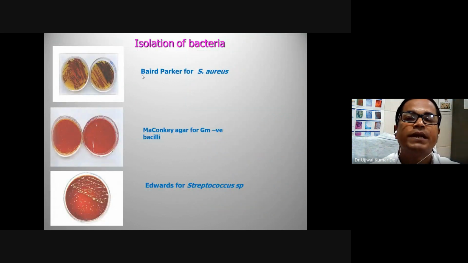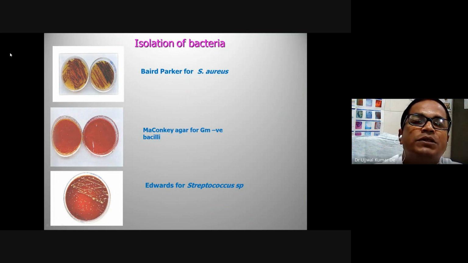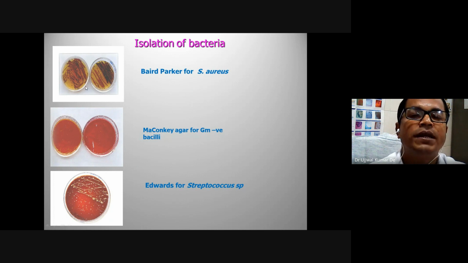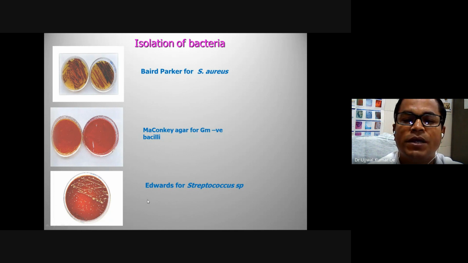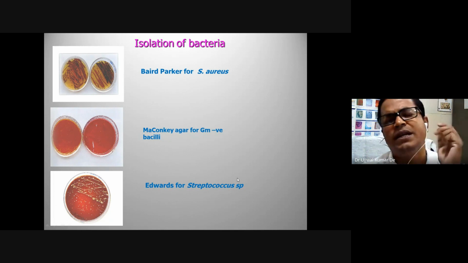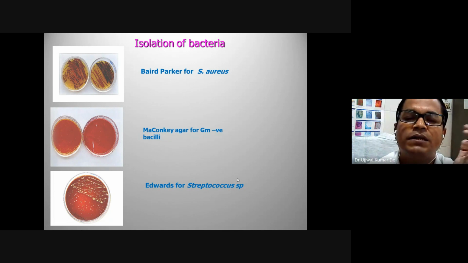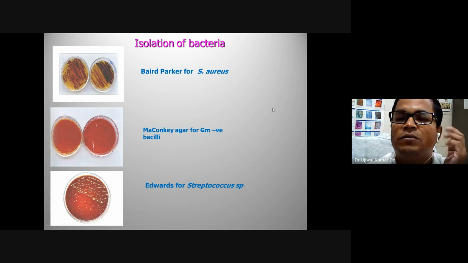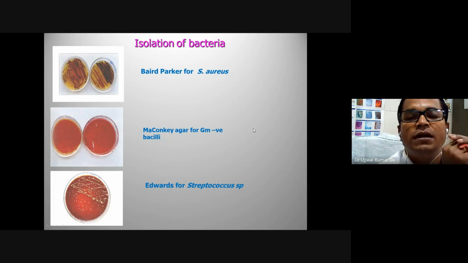Then isolation of bacteria. Suppose you collect the milk and keep it here; you can also prepare the media in the laboratory if you have one, and so many other media are there for different types of bacteria. But these require a bacteriologist who can diagnose the pathogen. The pathogen isolation is also important.